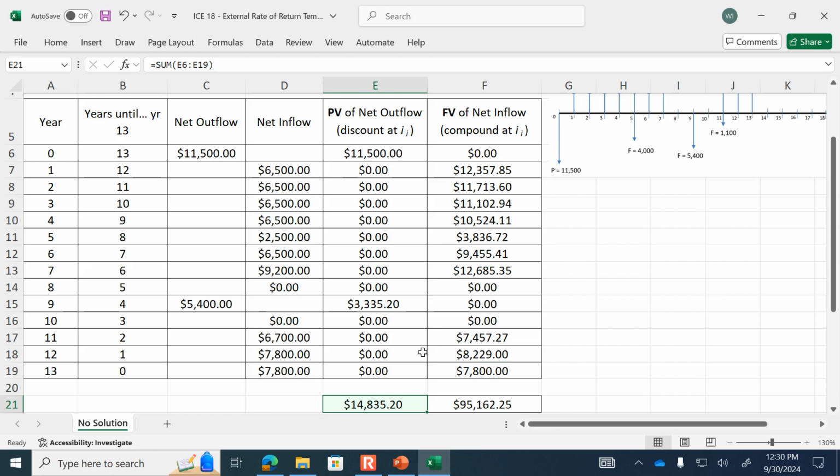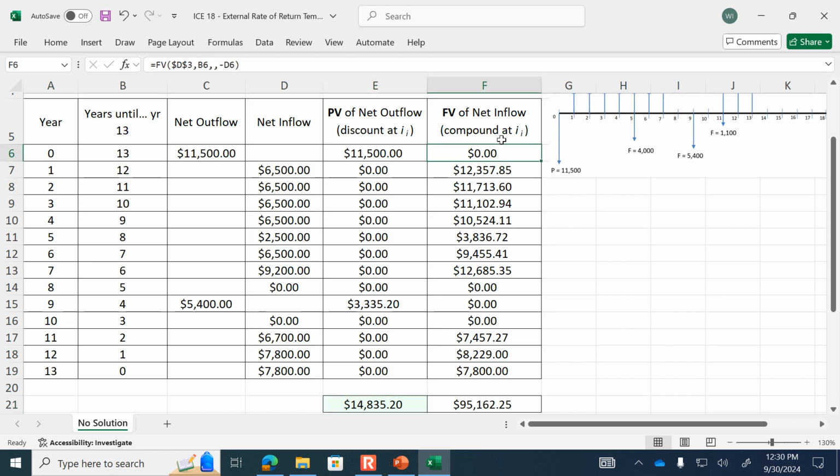And so then the sum of it is $14,835. Now, the column says outflow, so I already know it's a negative value. So I'm not bothering to put a minus sign there, because outflow is already telling me that it's an expense. So I don't need to put a minus sign there.